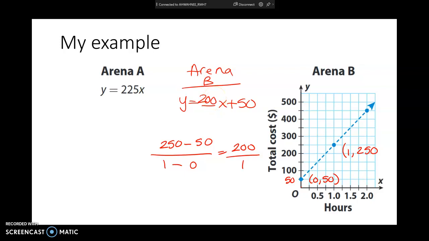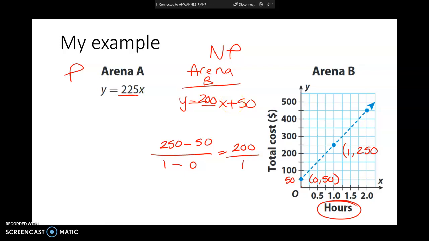So now we got to compare. I have a proportional and a non-proportional equation. This one is non-proportional. This one is proportional. So let's compare. Let's look at the slope. For arena A, we got to make a sentence talking about the story. Arena A charges $225 per hour, and arena B charges $200 per hour, but they have a $50 fee.